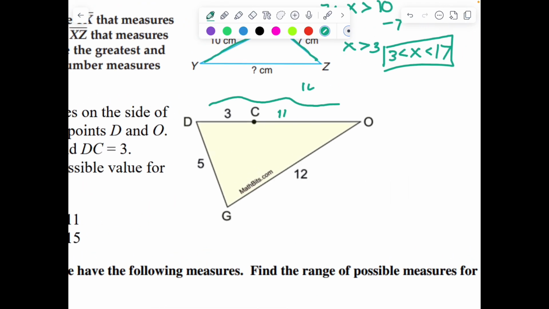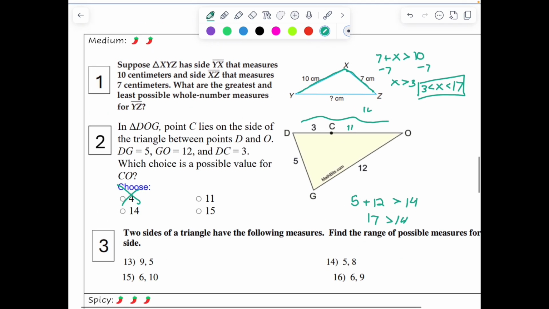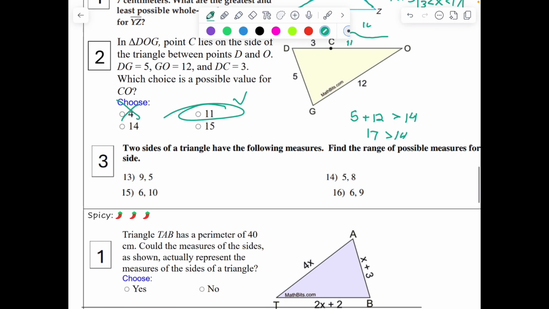Let's try 11 here. 3 plus 11 is 14, so that's our longest side. So we just have to make sure 5 plus 12 is greater than 14. 5 plus 12 is 17. Okay, so that would work. We could use 11.